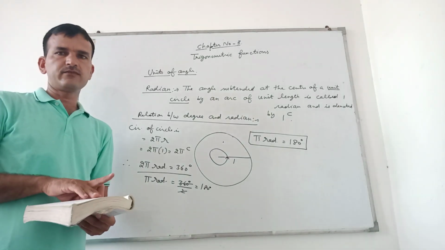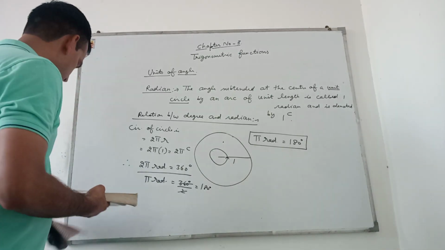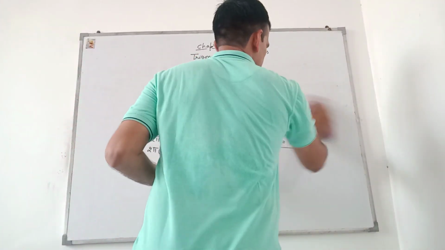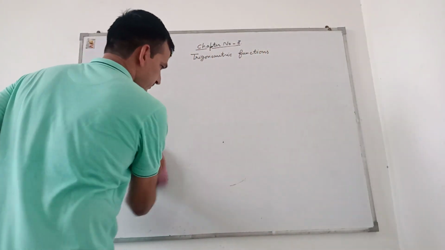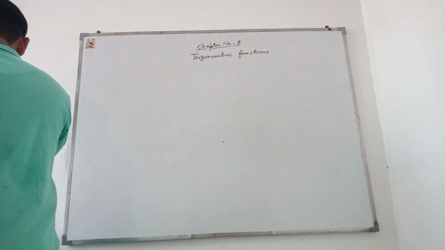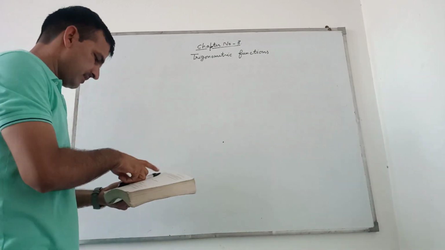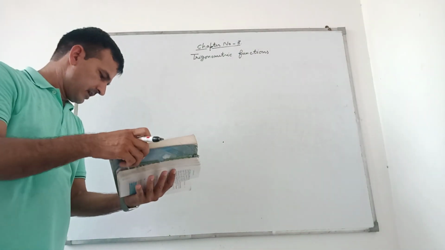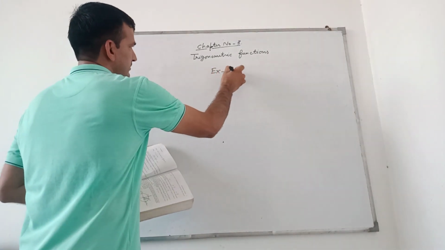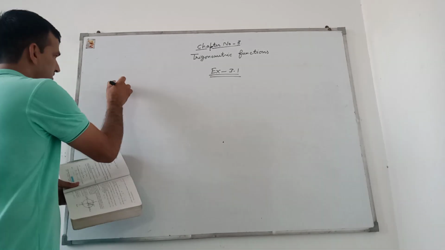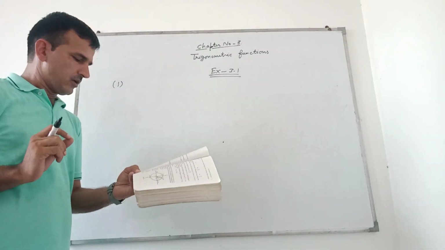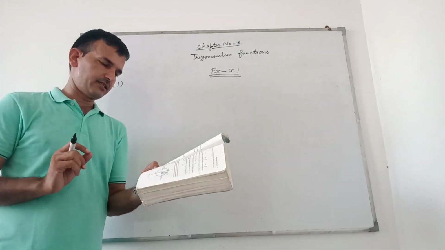In exercise 3.1, first we discuss the change of degree into radian and radian into degree. How can we change? Exercise 3.1. First question. Now we solve some questions. Exercise 3.1, first question: find the radian measure corresponding to the following degree measure.